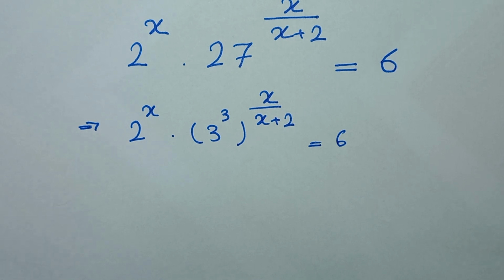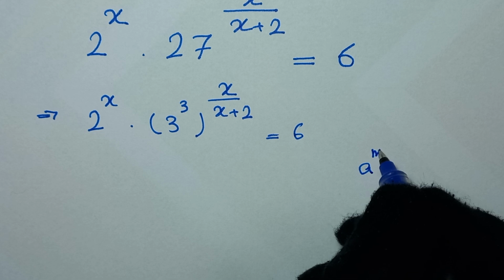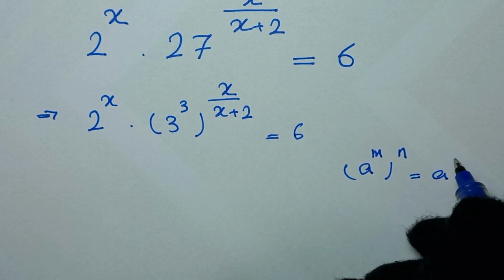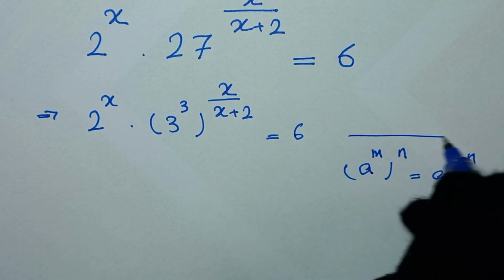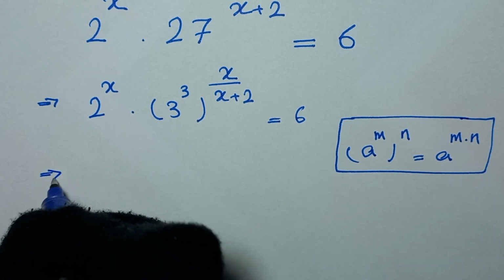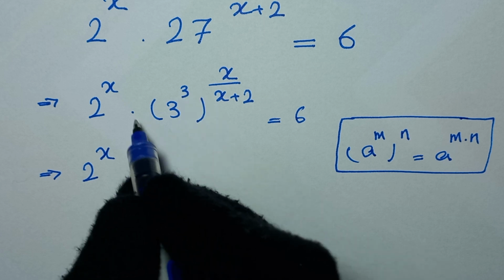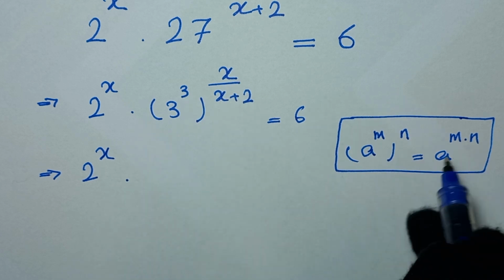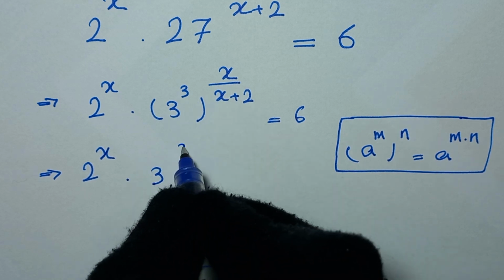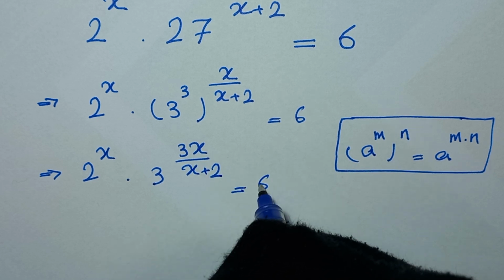And in next step, from exponential rule, if we have a to power of m to power of n, we can write this as a to power of m times n. So in here, we write 2 to power of x times, in here we have 3 to power of 3 to power of x over x plus 2. And from this formula, we can write this as 3 to power of 3 times this. It will be 3x over x plus 2 is equal to 6.